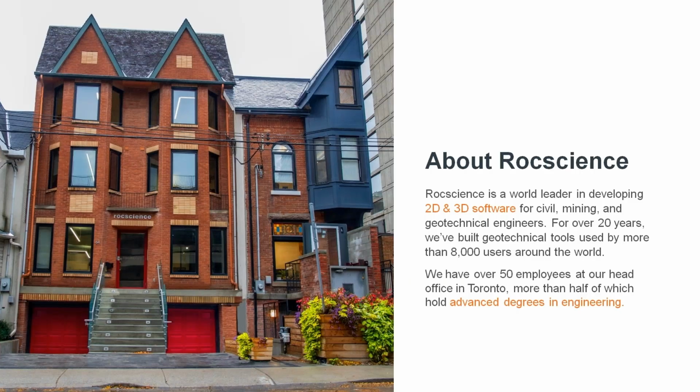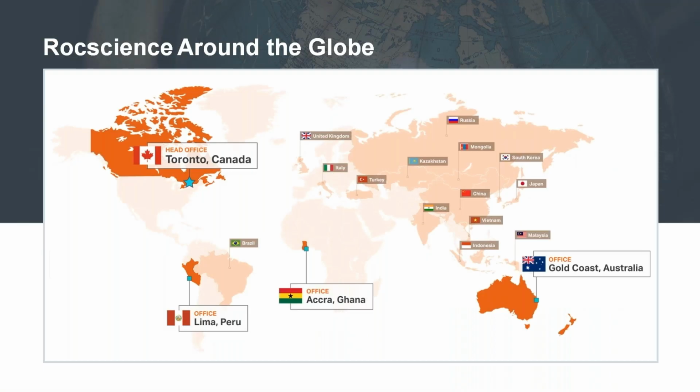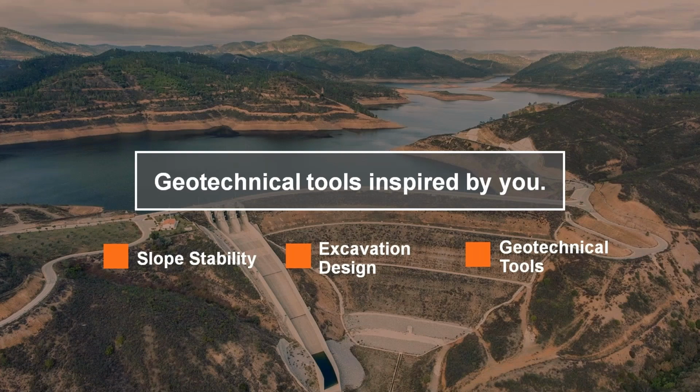Before we start, I would like to give you brief information about Rocscience. Rocscience is the world leading software developer for civil and mining industries. For over 20 years, Rocscience has built geotechnical tools used by more than 8,000 users around the world. Rocscience currently has more than 50 employees and more than half of them have advanced degrees in engineering. Rocscience's head office is located in Toronto, Canada, and it has offices and resellers around the world. Our software can be categorized under three subcategories, which are slope stability, excavation design, and geotechnical tools.